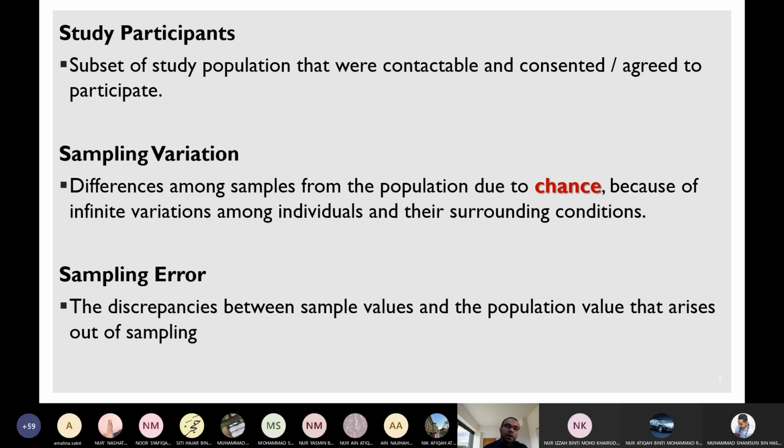And this variation is normally due to chance. Even in a clinical study, if you conduct research among patients with diabetes and you assess a certain parameter, maybe diabetes control, or BMI, or some other parameter, it is not necessary that because they are all patients with diabetes, all of them will have the same parameter at the same estimation. Of course, there would be a variation. This variation can be due to chance or due to some other reason.